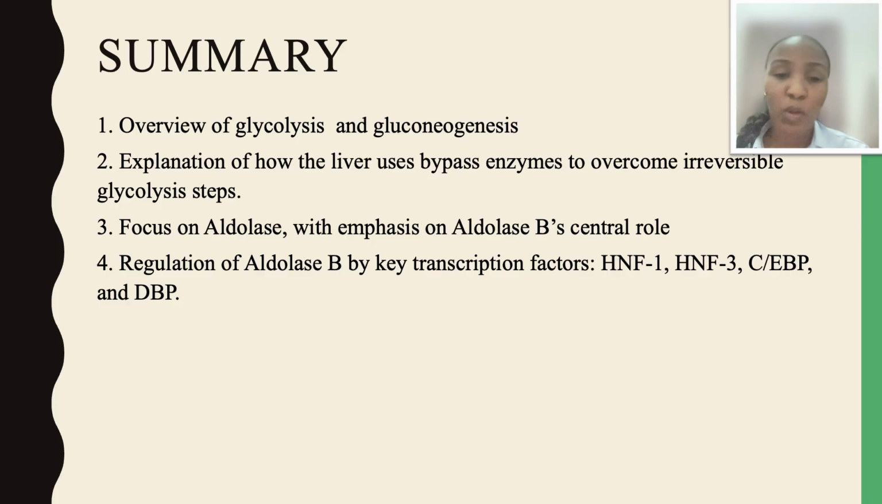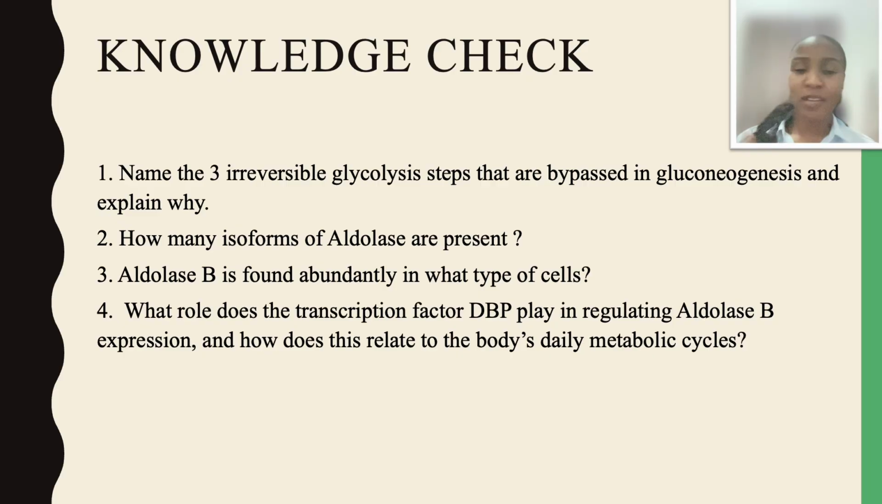We spoke about the different transcription factors that play a key role in aldolase B expression: HNF1, HNF3, the CCAT enhancer binding protein, and DBP. So hopefully you're able to answer these questions with this presentation. This serves as a knowledge check. The questions are: name the 3 irreversible glycolysis steps that are bypassed in gluconeogenesis and explain why. How many isoforms of aldolase are present? Aldolase B is found abundantly in what type of cells?